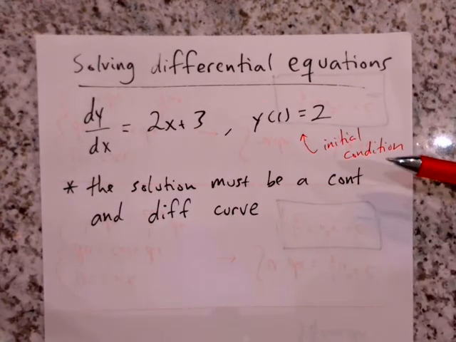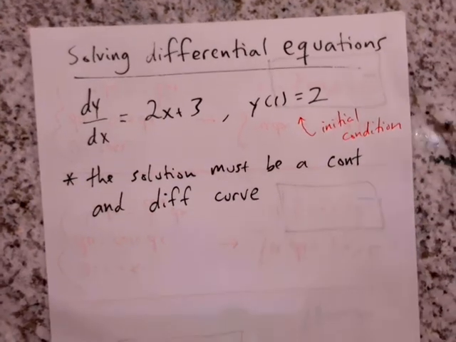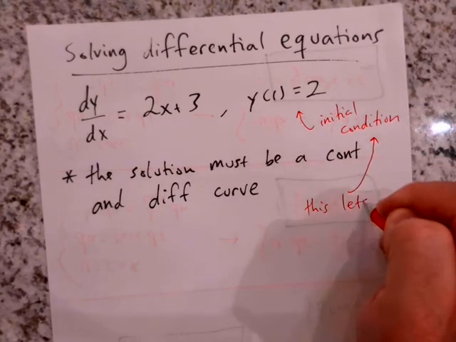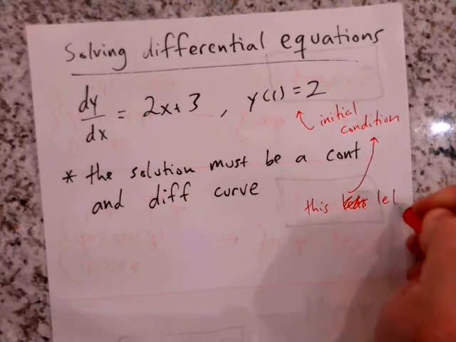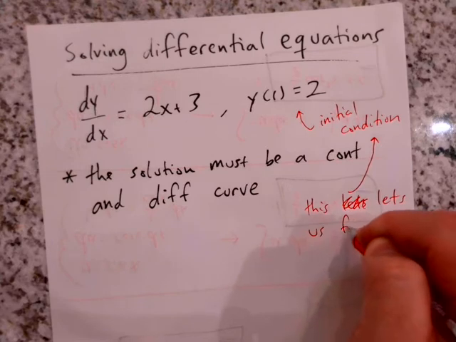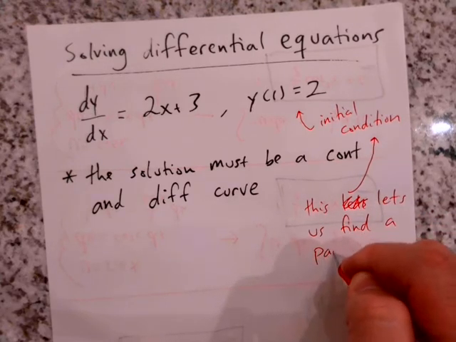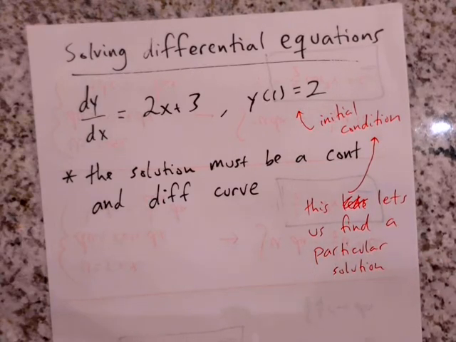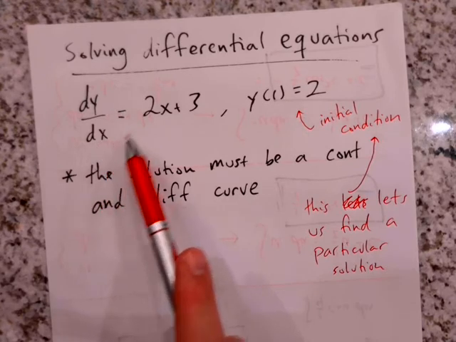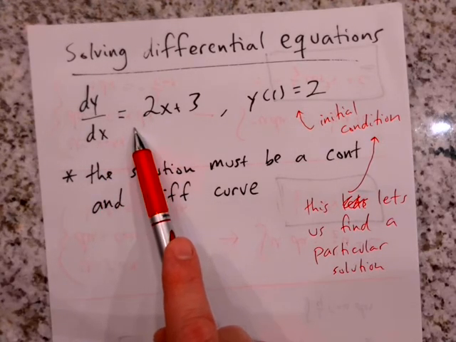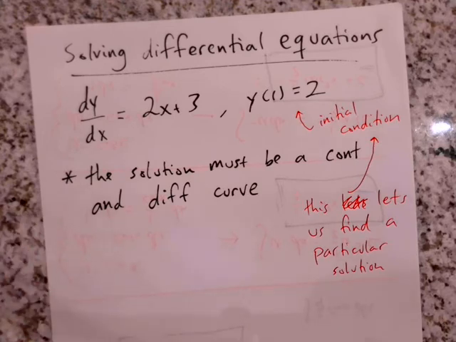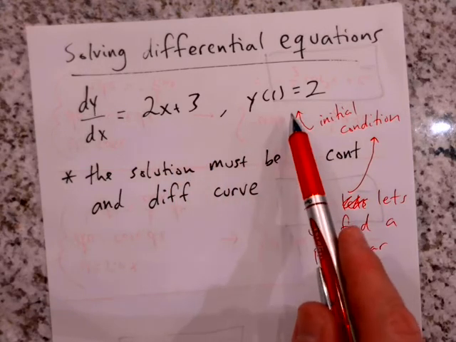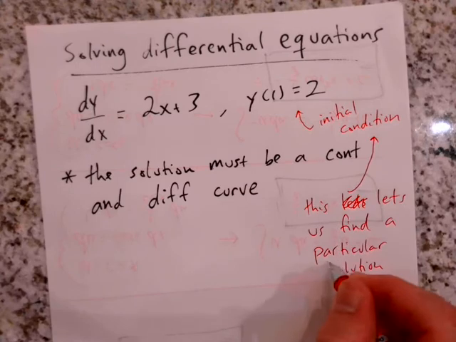We need this to find a specific solution, what's called a particular solution. What that means is basically this. So there are infinite curves that have this for their derivative, because when you integrate this, you get that plus c. And the plus c could be any real number. So infinite curves satisfy that differential equation, but only one of those will also have this condition. So that one solution is our particular solution.